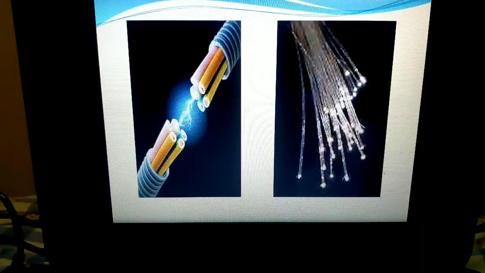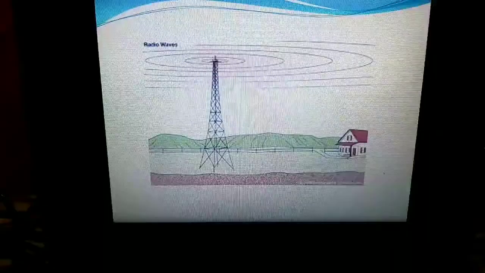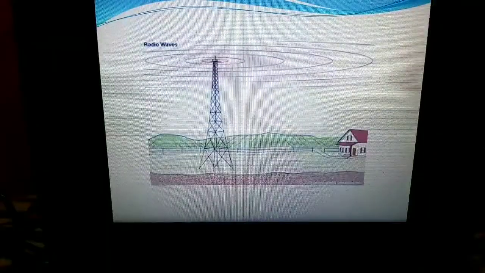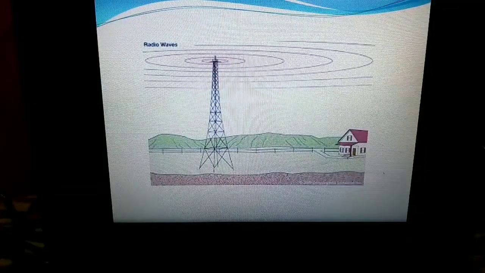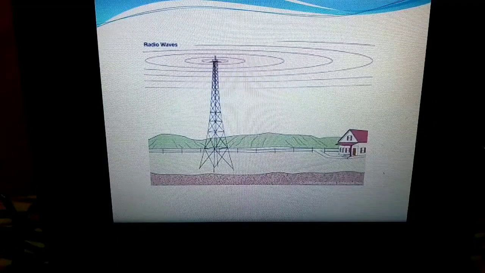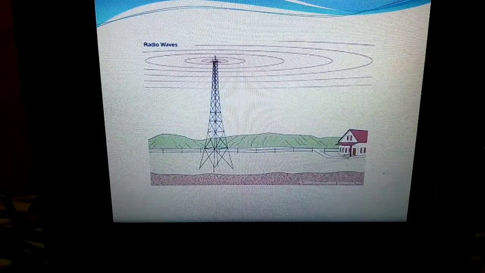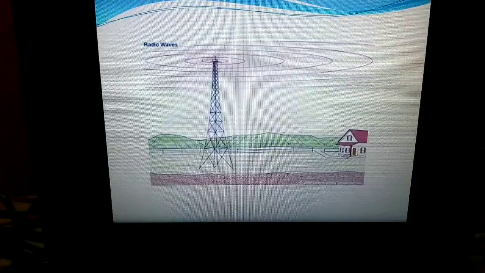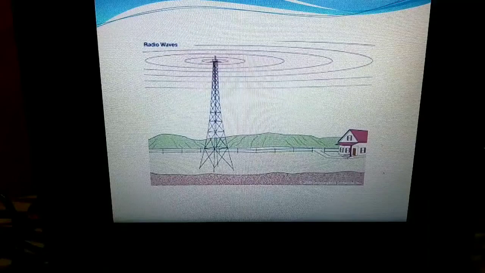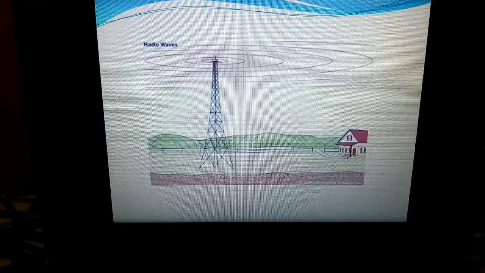Now let us further study the radio wave, microwave, and infrared wave, which come under unguided media. Unguided media means the medium we choose to transmit your data from source to destination is the air, the sky, as the propagation medium. Examples of unguided media are radio waves, microwaves, and infrared rays. So let us study the radio waves.